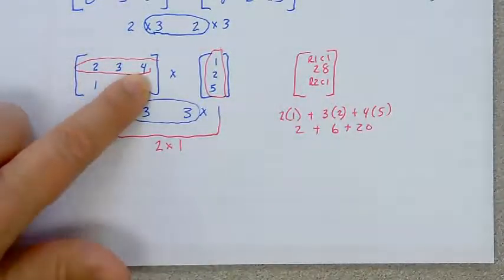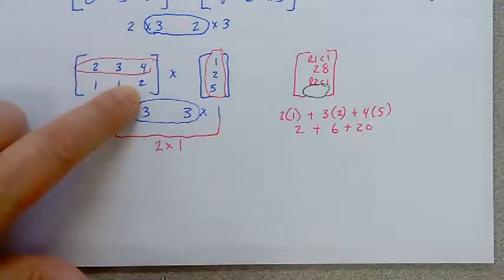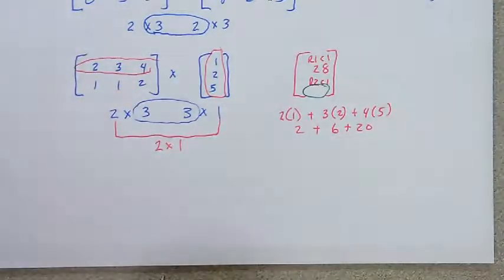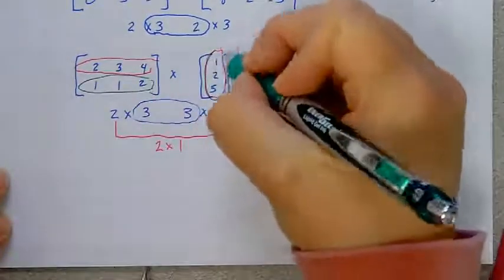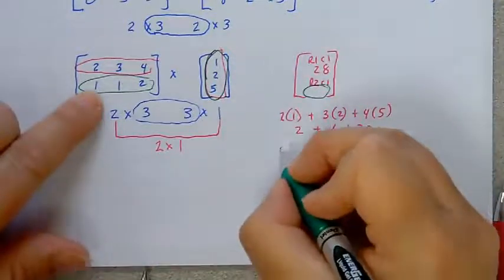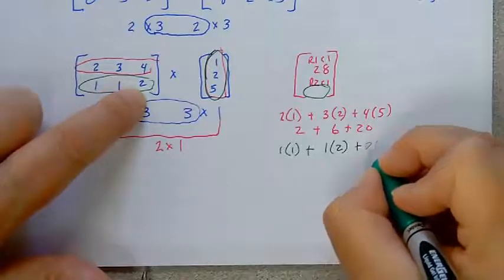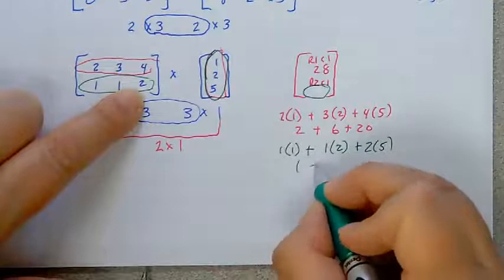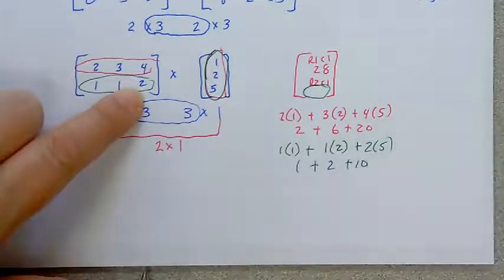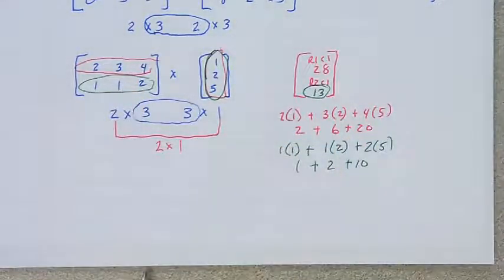The second spot uses row 2 of the first matrix and column 1 of the second matrix. So row 2 and column 1. 1 times 1 plus 1 times 2 plus 2 times 5. So 1 plus 2 plus 10. So in that spot, I get 13. Now, don't worry, the first assignment is going to lead you through each step of multiplying.